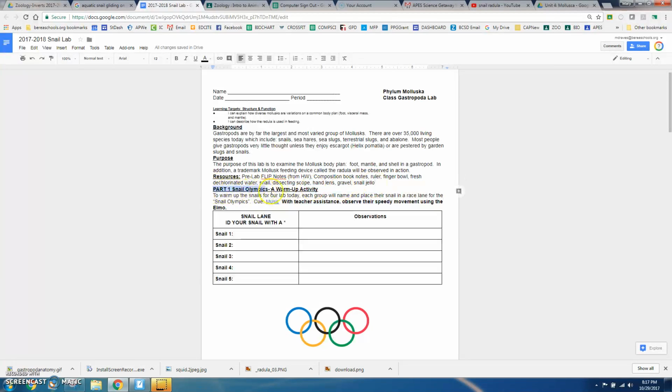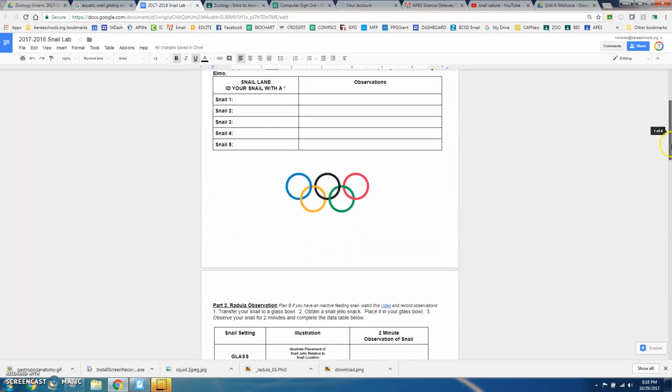So part 1 of our lab, we are actually going to warm the snails up. What we realized last year was that we would test the snails in all these different scenarios, and then we had them race. And we found by the time that we had them in the race, they were completely traumatized and they wouldn't move. So we're going to go ahead and get them in the race right away to add some excitement to start this lab.